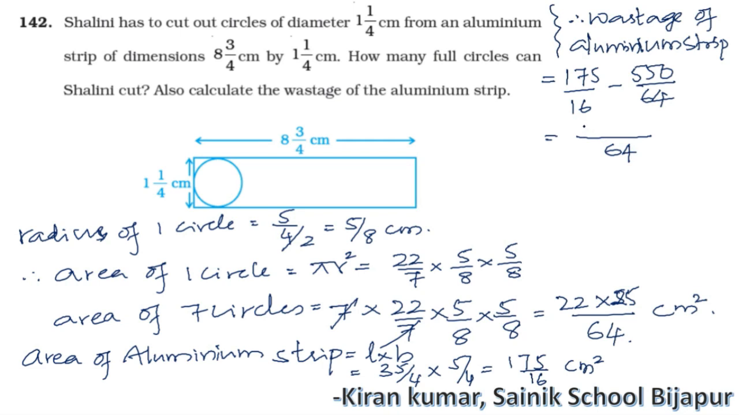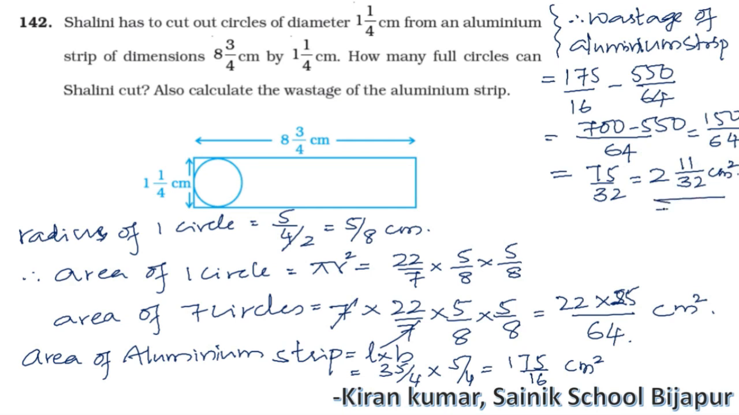So 4 to be multiplied to 175, we get 700 minus 550. This will be 75 upon 32 because this is 150 upon 64. We can simplify by dividing by 2. This can be expressed in mixed fraction as 2 11 by 32 centimeter square. This will be the wastage of aluminium strip. This is how we have to simplify.